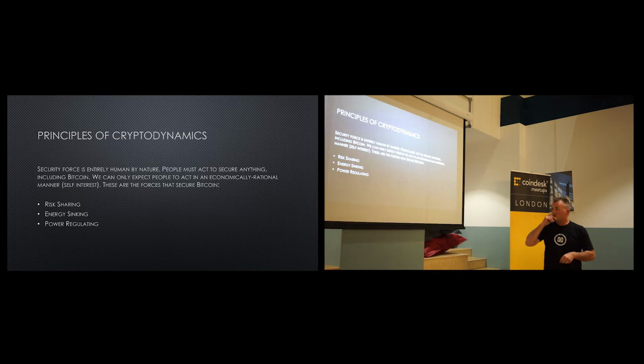And so we have these three principles: risk sharing, energy sinking, and power regulating. Risk sharing is the fact that every merchant, every miner can take a little piece of the risk. They don't have to take all of it. These are all separate topics I've written about. Energy sinking is the idea that Bitcoin has to consume energy. So it has to be what we call proof of work, not proof of stake. And those are the only two types of proofs there are.